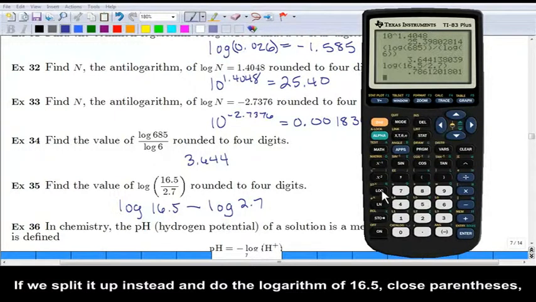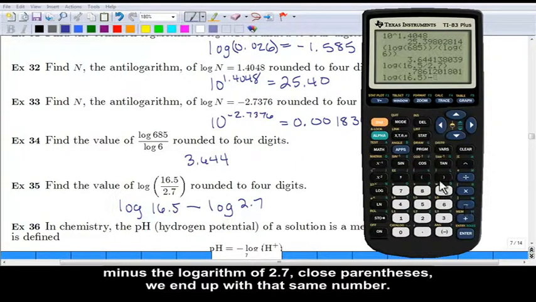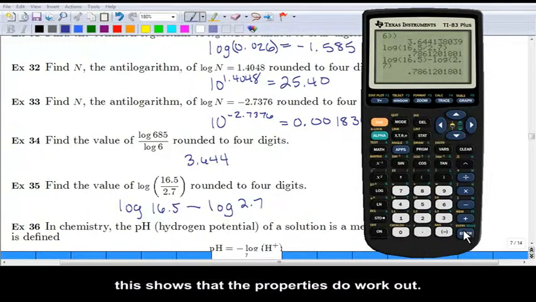If we split it up instead and do the logarithm of 16.5, close parentheses, minus the logarithm of 2.7, close parentheses, we end up with that same number. So either way you work through this one, this shows that the properties do work out. You end up with 0.7861.